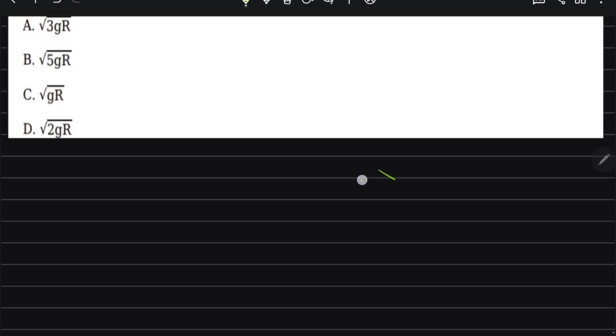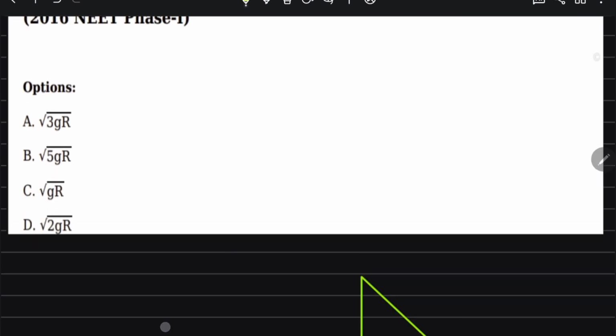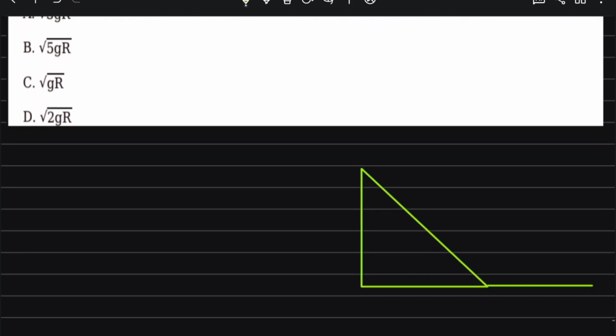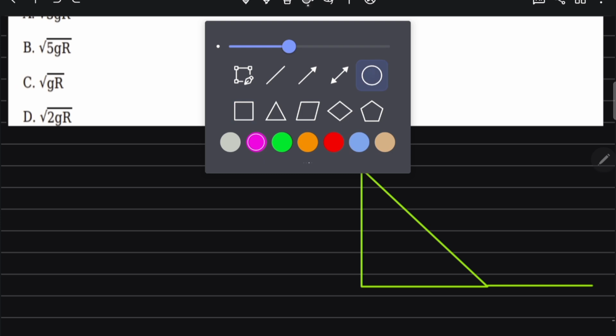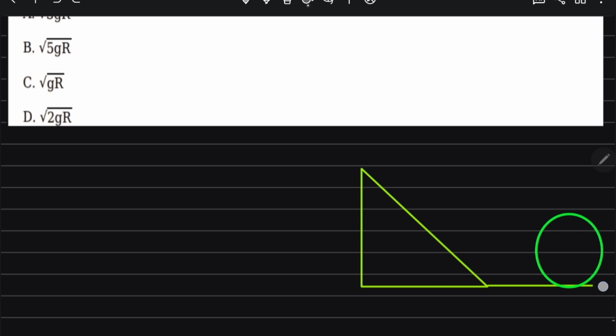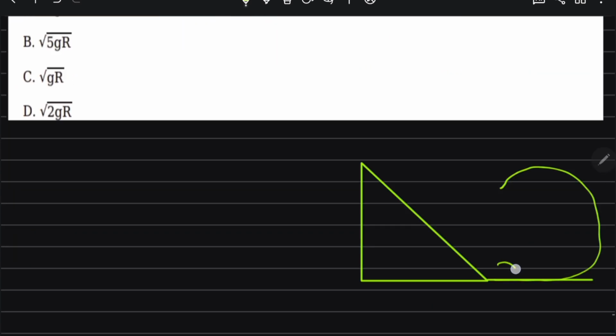So here you see that this is our inclined plane. What will be the minimum velocity with which a body must enter a vertical loop? This is your vertical loop, like this situation. Then the body reaches this point and completes a circle. So first we have to find this velocity.